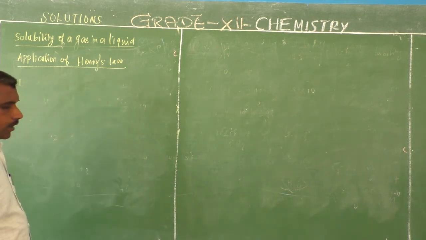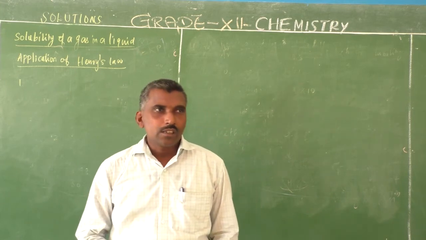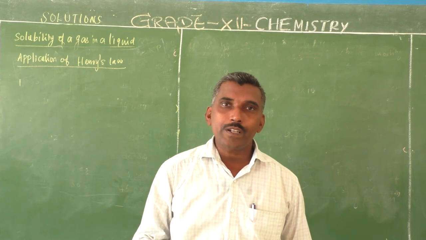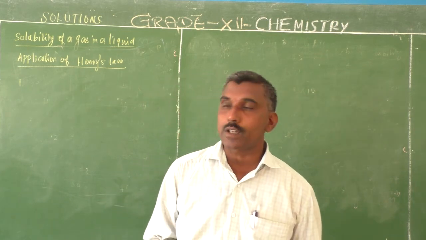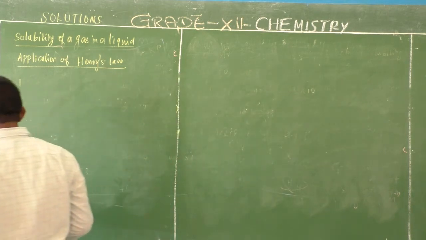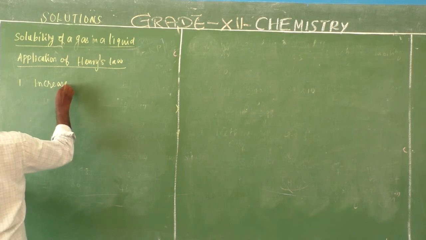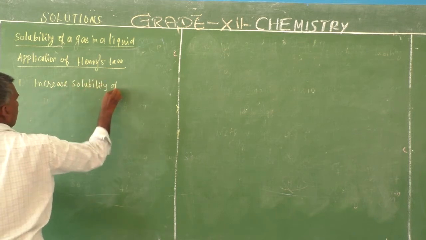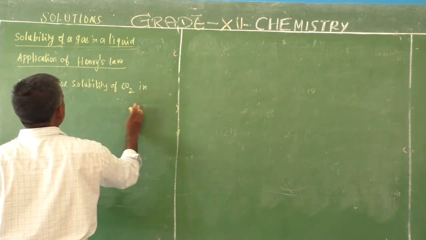Do you know soda water? Pepsi, Coke, Sprite. That is the carbon dioxide dissolved in water. And which pressure? High pressure or low pressure? That is a closed vessel. That is a high pressure. That is the first application. Increase the solubility of carbon dioxide in soft drinks.